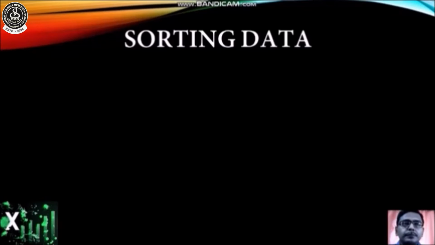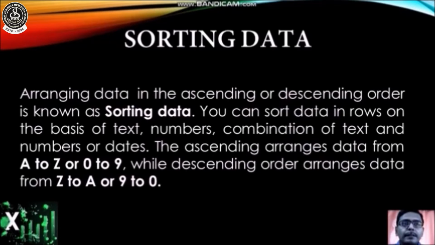Sorting data. Arranging data in ascending or descending order is known as sorting data. You can sort data in rows on the basis of text, numbers, a combination of text and numbers, or dates. The ascending order arranges data from A to Z or 0 to 9, while descending order arranges data from Z to A or 9 to 0.